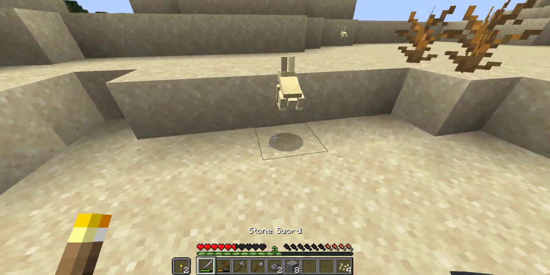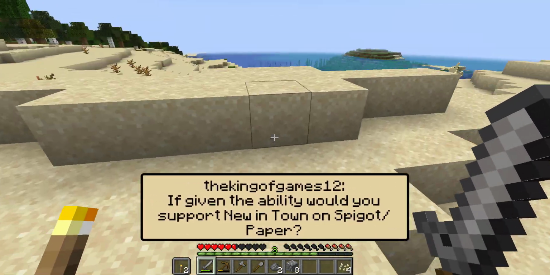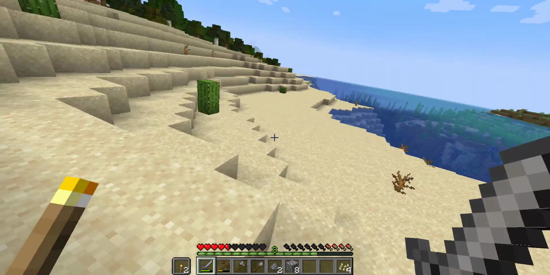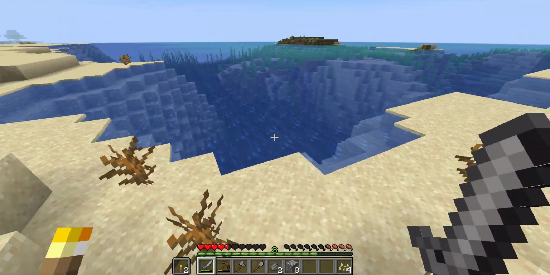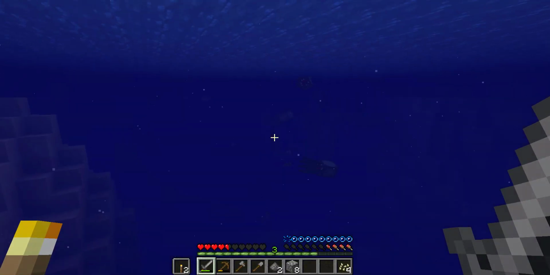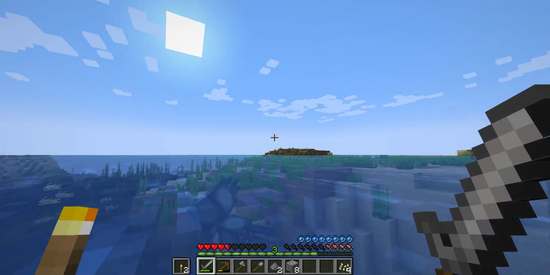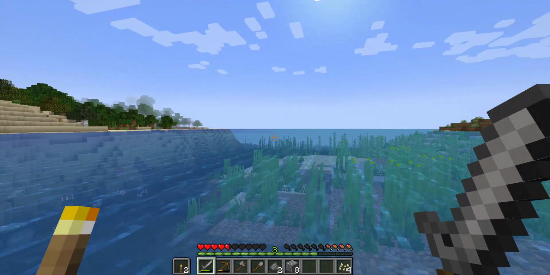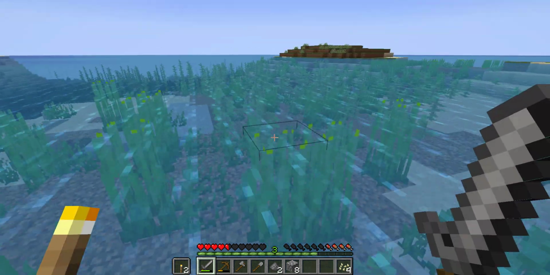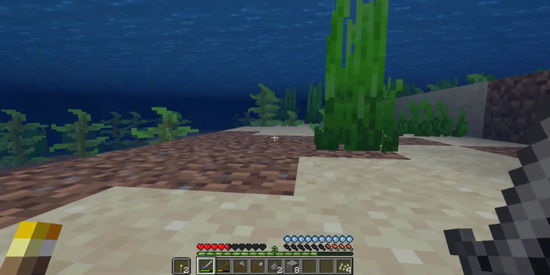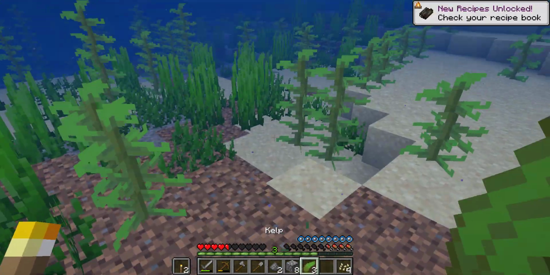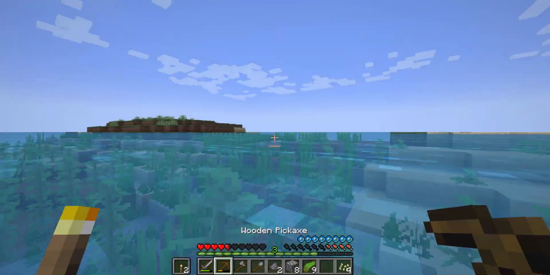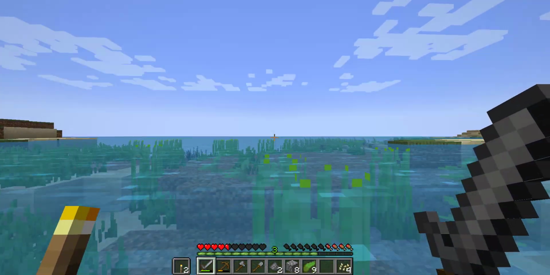The King of Games 12 asks, if given the ability, would you support New in Town on Spigot or Paper? And this is a difficult question to answer. So the reason that New in Town doesn't work on Spigot and Paper is because those server developers, those server APIs, don't support data packs. It's not that I don't support Spigot and Paper, it's that Spigot and Paper were developed before data packs existed, before 1.12. They've always been a pillar of the multiplayer aspect of Minecraft.